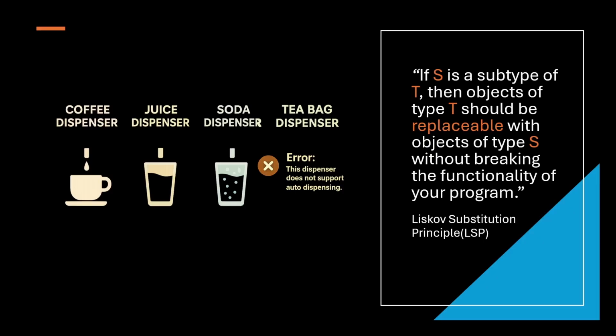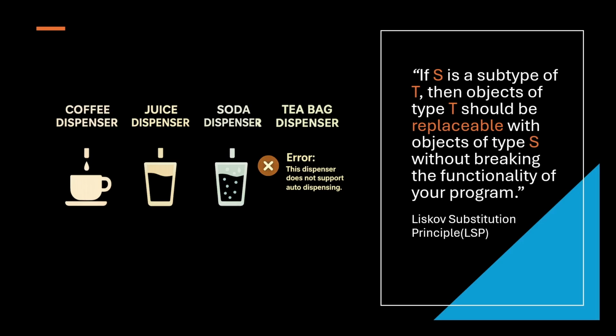Now let's bring this concept to life with a visual on the left. Imagine you have a base class, Beverage dispenser. This class has a method called auto dispense. It represents the behavior of pressing a button and getting the drink of your choice. We then create 4 child classes from it: a coffee dispenser, a juice dispenser, a soda dispenser, and the last is a tea bag dispenser. All good so far.